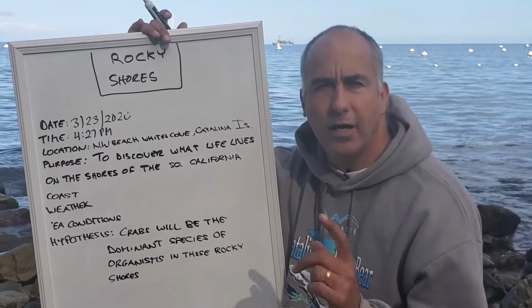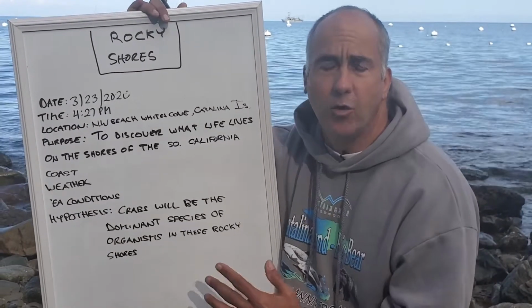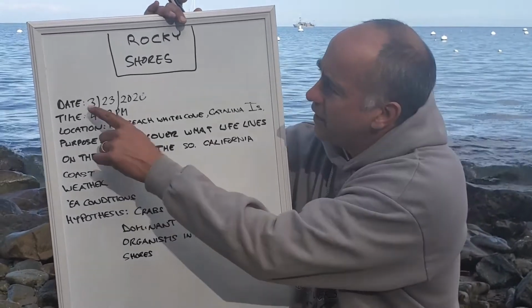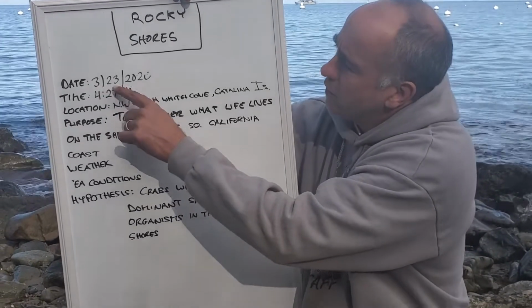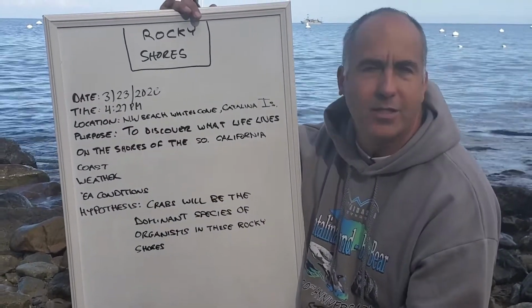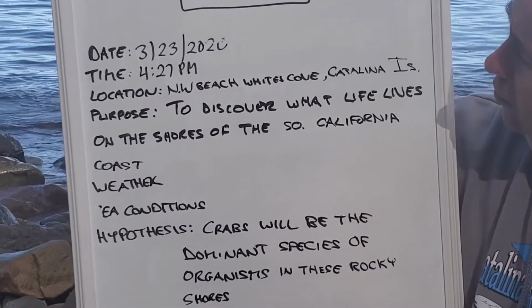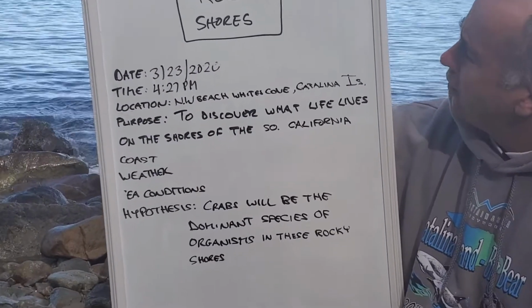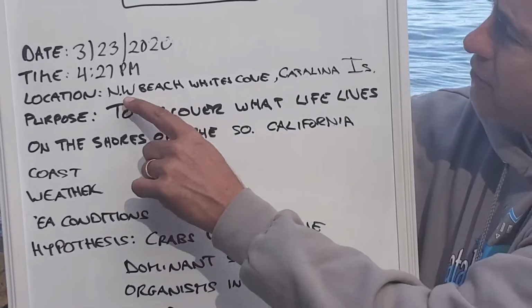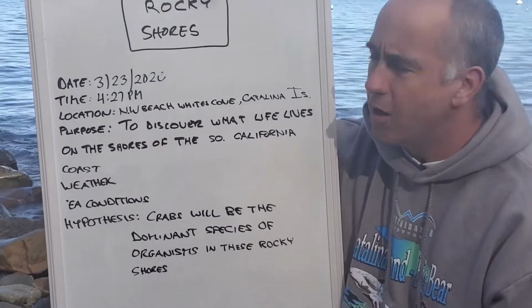Okay, here we are at the Rocky Shores, and we are now going forward with our field journal. So the first thing you write down is the date, March 23rd, 2020. Then you write the time, 4:27 p.m. Then you want to put down the location, Northwest Whites Cove, Catalina Island. That's the location that I am in currently. See how specific I am? You want to do that wherever you are.